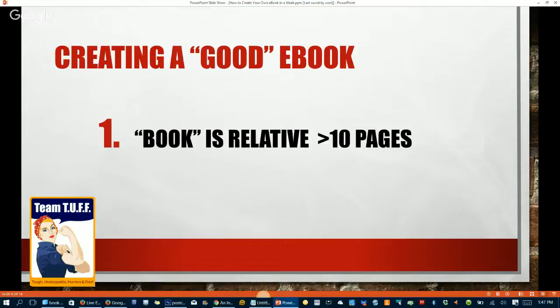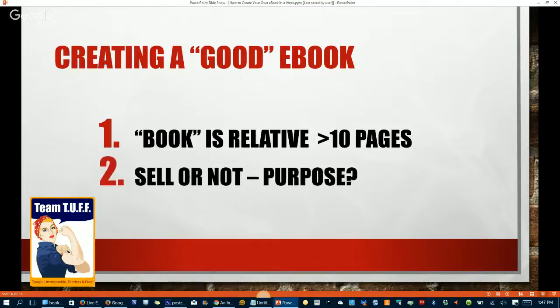In fact, I say 10 pages. That's my own personal number, but I have even seen ebooks that are less than 10 pages. I think I even downloaded one that was like 4 pages. So just realize that you don't have to write a really long 100-page or more document in order to call it a book. That should give you some relief right there.